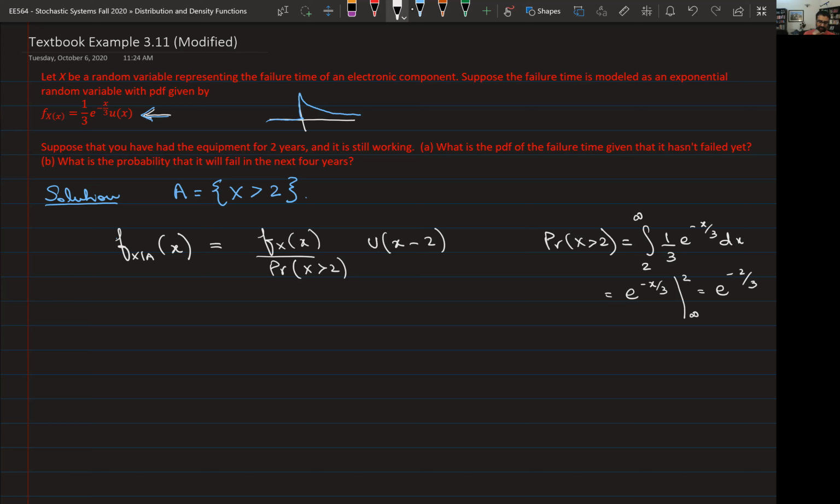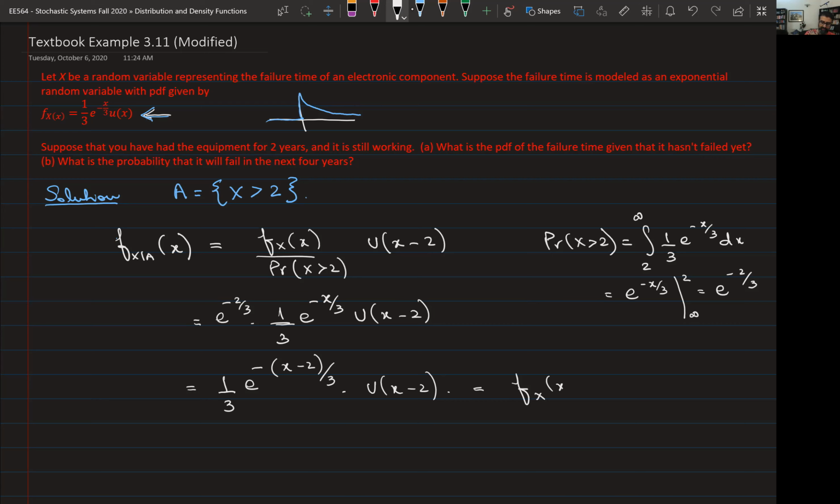So if I plug this back in, this is e^(2/3) times (1/3) times e^(-x/3) u(x minus 2). I can manipulate this even further: (1/3) e^(-(x minus 2)/3) times u(x minus 2). In this particular example, this conditional PDF is just the original PDF shifted by 2 years. Just shifted by 2 years.